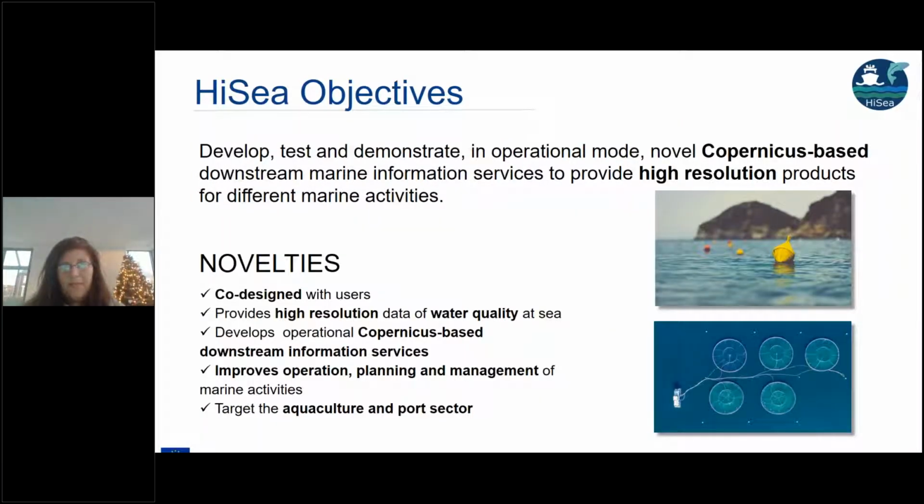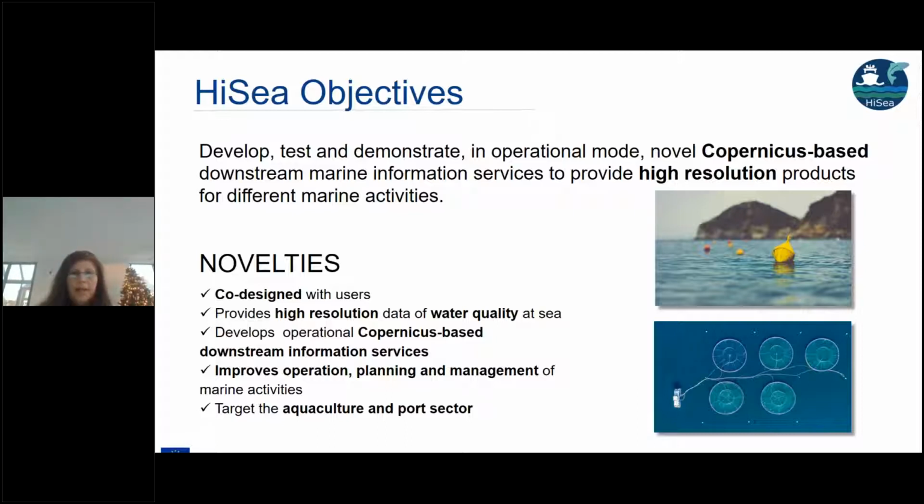The objective of HiSea is really to provide the high resolution products that we are targeting for different marine activities, not only in hindcast mode, but in an operational mode. It uses the novel Copernicus data and satellite information merged with high resolution models, and presents this in an operational status or mode.